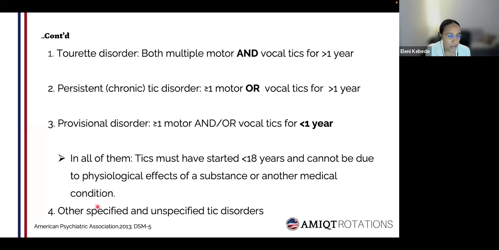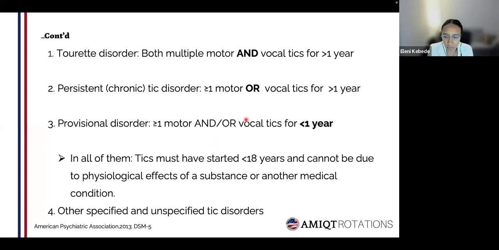The fourth category is other specified and unspecified tic disorder. That could be, for example, if a person fulfills all the criteria for Tourette's, but the first onset is after 18 years. We can diagnose it as this category and specify that we're not saying Tourette's because the onset is after 18 years. Or it could be something that cannot fulfill any of the criteria for these 3 disorders.